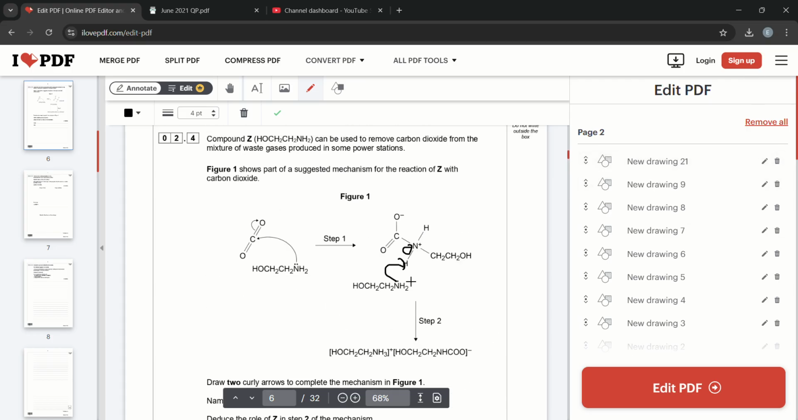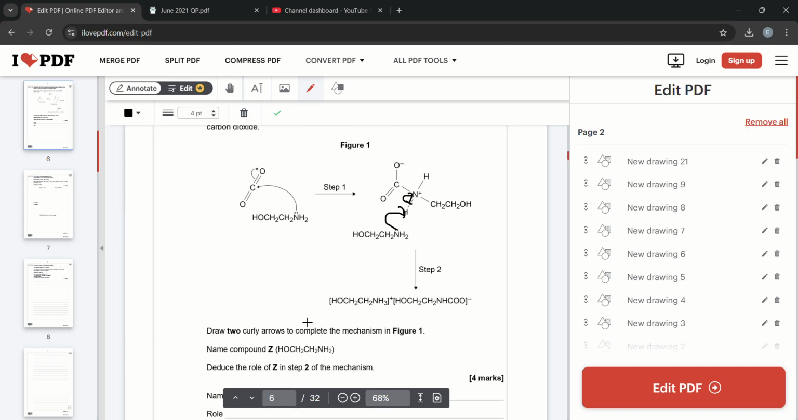So that's where the two curly arrows go, and really it's just how well you know your mechanisms, able to identify the mechanism, and then how well do you know it. And I also need to keep reviewing mechanisms, as do you guys.